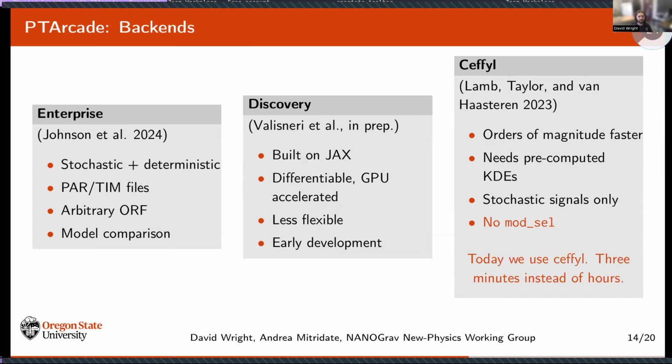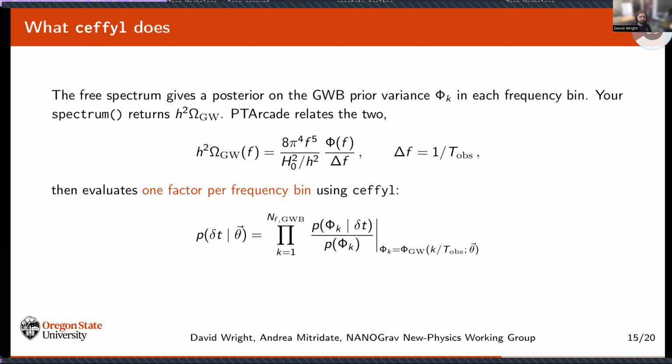What we're going to use today is Keffel. So this is Williams code that is very, very fast. It works on pre-computed kernel density estimators of the free spectrum posteriors, and it's only going to work with stochastic signals, and it's not going to work with model selection, but that's okay, because that's not what we're going to do today.